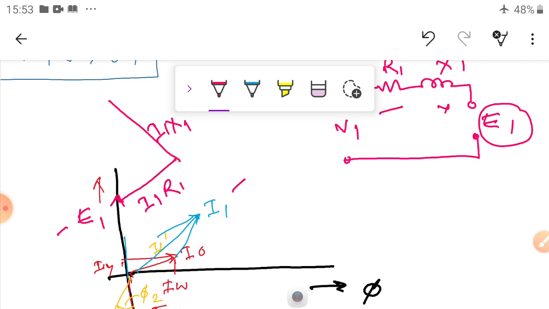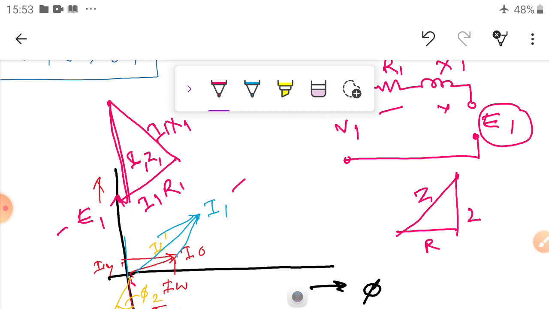Now what is the value? So this is R, this is X, and this is called Z. Now I1 into Z1, so we are going to get this value. Now what is this value?